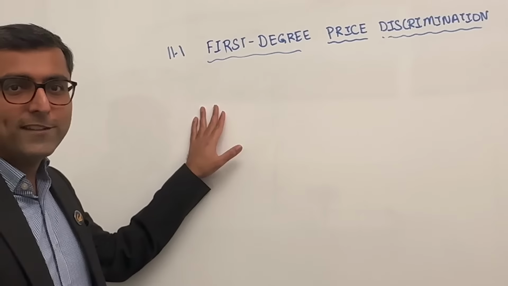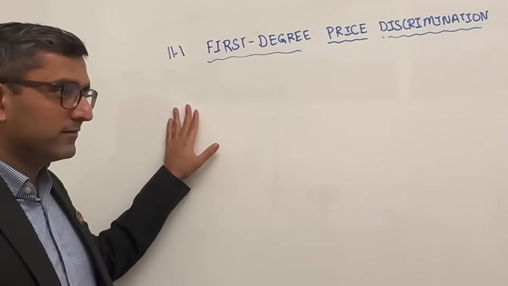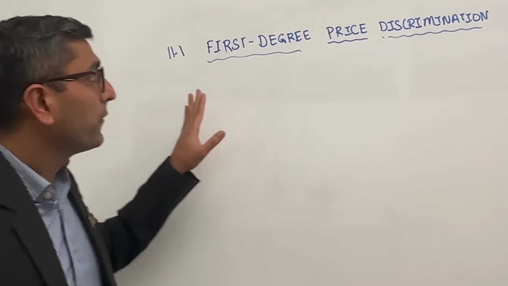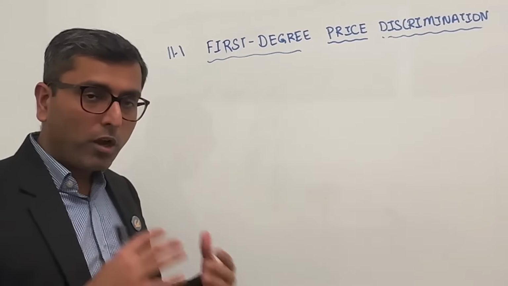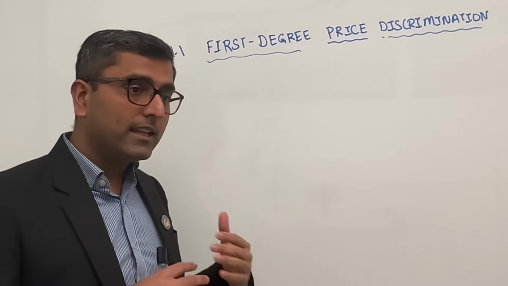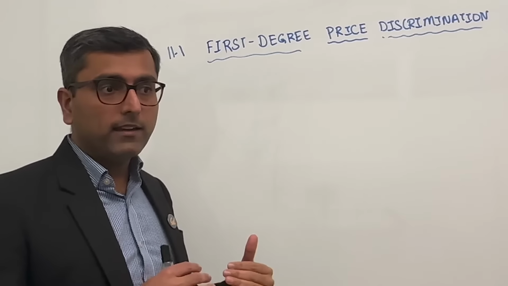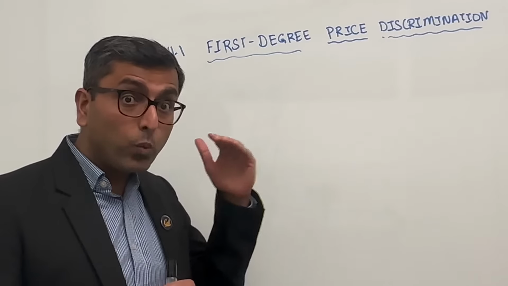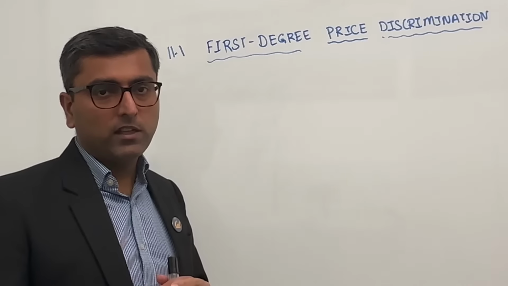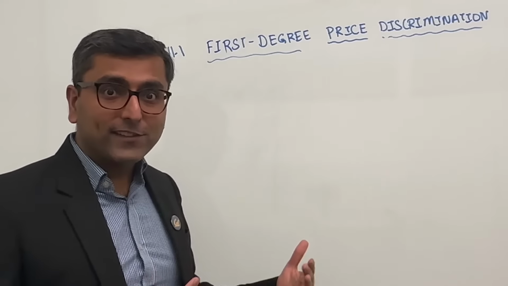First degree price discrimination. So this is chapter 11, first video. We have seen so far how a monopoly company that enjoys market power can essentially charge prices way above their marginal cost. Can they do better? Yes, they can do much better.